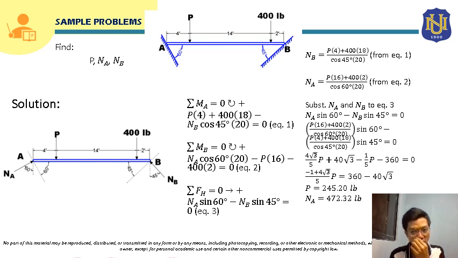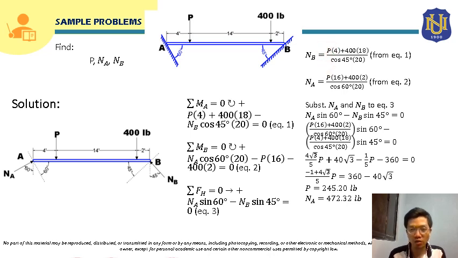We are solving for NA, no? Let's input this in our calculator. Plus 400 times 2 over cosine 60 degrees times 20. The answer for this is 472.32 pounds.